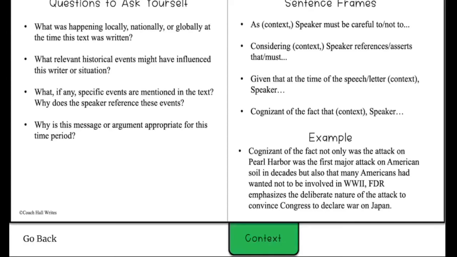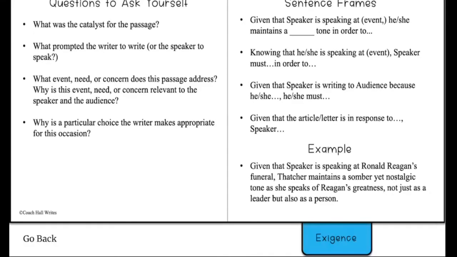If you do have a lot of background knowledge about a particular topic, it is appropriate to weave it into your essay if it is relevant. But don't go off on a tangent, because this is not a history lesson. So now let's talk about the exigence. A lot of times there are going to be some clues about the exigence in the prompt.